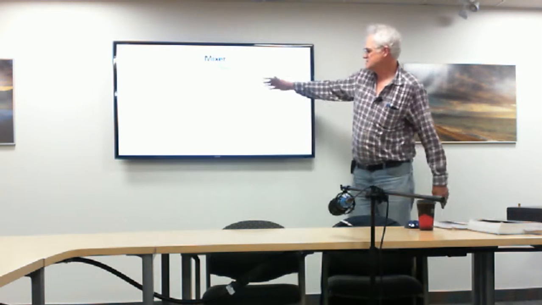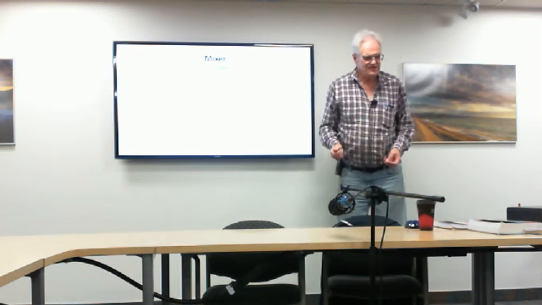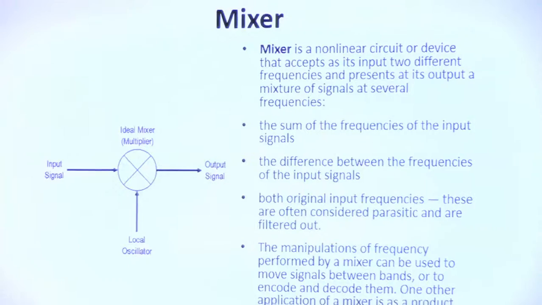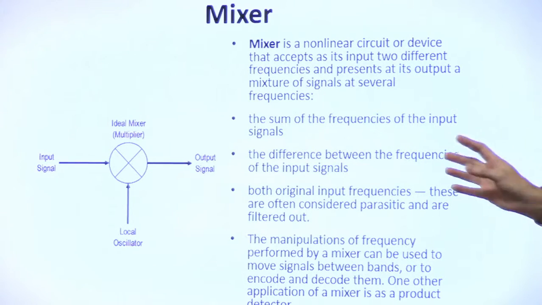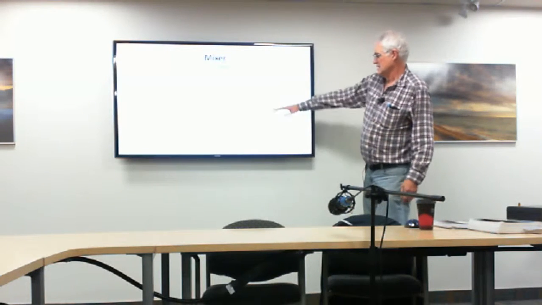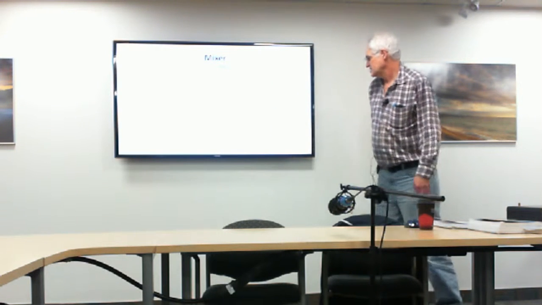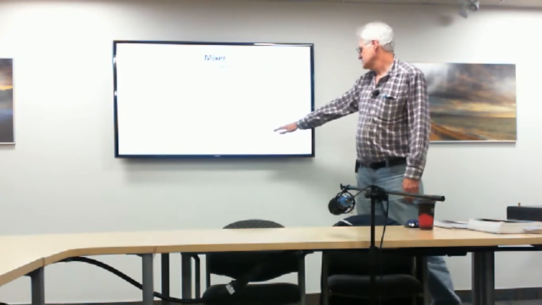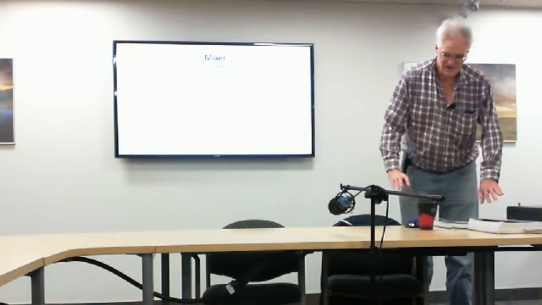And again, this is basically kind of the same thing we're saying. A mixer is a nonlinear device, because if it was a true linear device, all it would do is amplify and pass through exactly on the output what was on the input. So in our case, we need something that's going to generate those sum and difference frequencies. That's also why we say it's nonlinear. Again, it's rehashing the same thing: sum of the frequencies, difference of the frequencies, and both the original frequencies. And we can use that for a few things. One of the applications of a mixer is a product detector. We're going to get to that in a little bit.